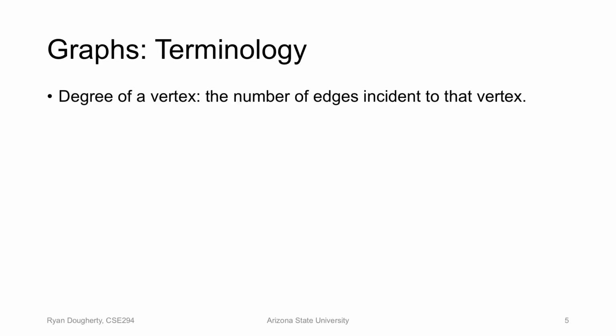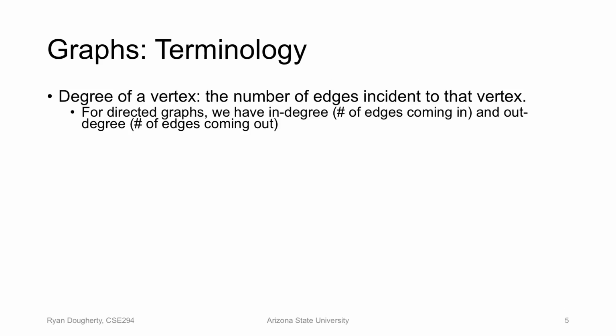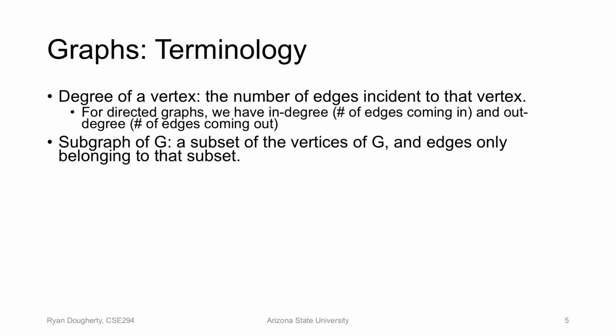Incident means touching that vertex, like involving it. For directed graphs, obviously there are some edges that go out and some that come in. So we usually distinguish these by calling it the in degree, the number of edges coming into the vertex, versus the out degree, the number of edges leaving the vertex.